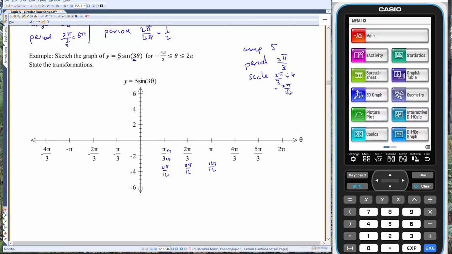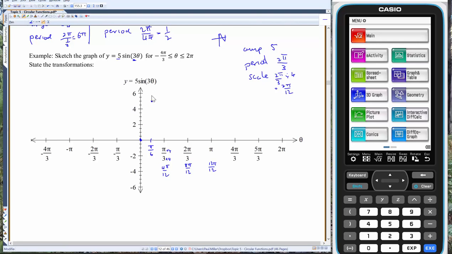All right, so now let's mark in our scale. We need to mark in 2 pi on 12, which is there, which is pi on 6. So what sine is going to do is start at 0, and because I know the basic sine will go like that, it's going to go up first of all. So it's going to be 5 at pi on 6.